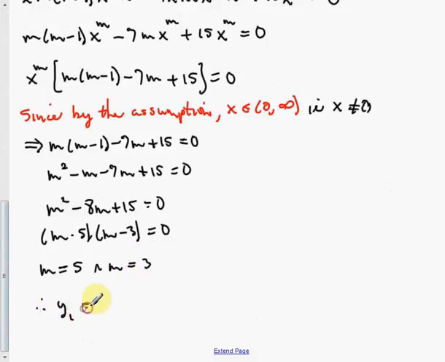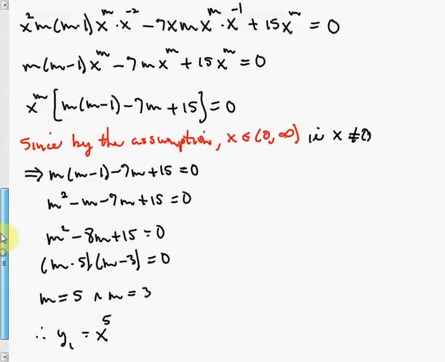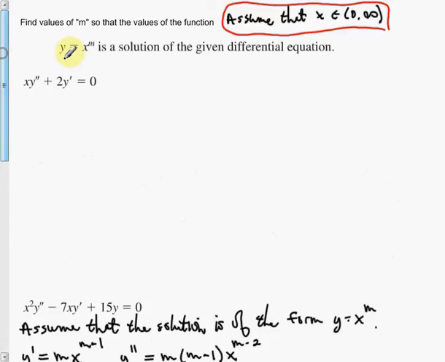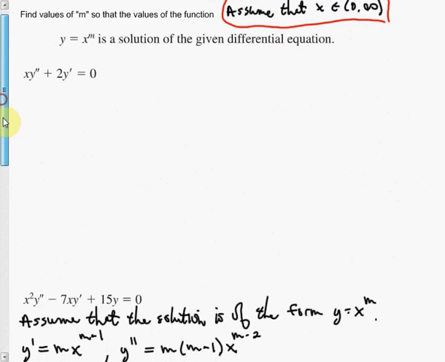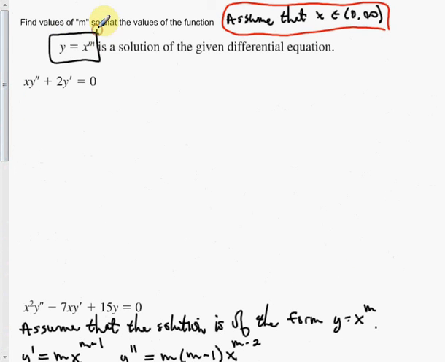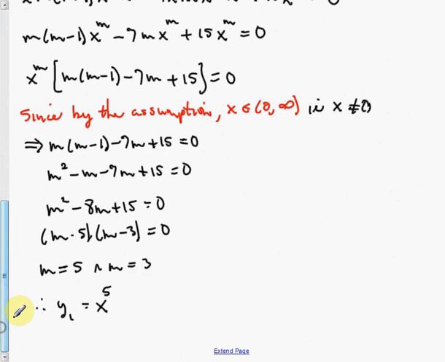Y sub 1 is x to the 5th, right? Because the solution type we said is y equal to x to the m. And y sub 2 is x to the 3rd. And again, you can check those one at a time, and they work out. Any questions?